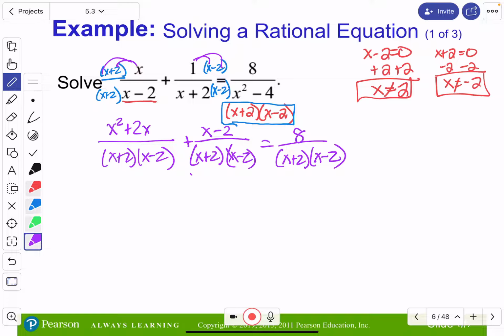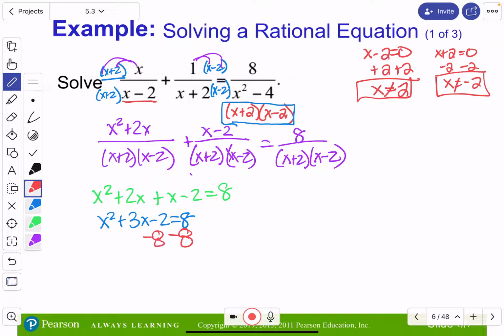Now, where all the denominators are the same, we can ignore them while we're solving. So we can just bring our numerators together, combine like terms, and solve. So we would combine the x's. And to solve a quadratic, we need to subtract 8 from both sides. So -2 minus 8 is -10.